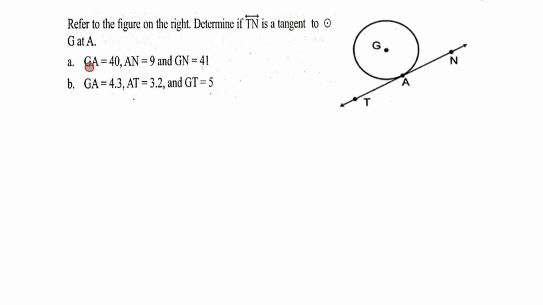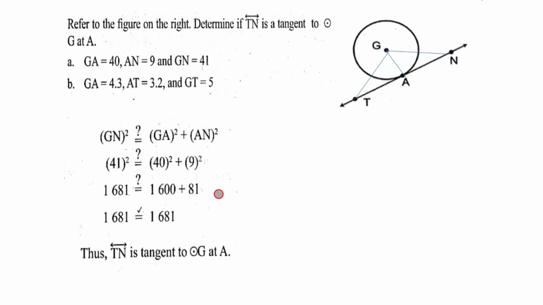So we have here the condition GA is 40. So gawa tayo na yan. Lagyan natin siya ng line para mas maayos. So GA, ito G to A is 40, A to N is 9, then GN is 41. So we have to determine kung ito ba ay mag-i-equal.